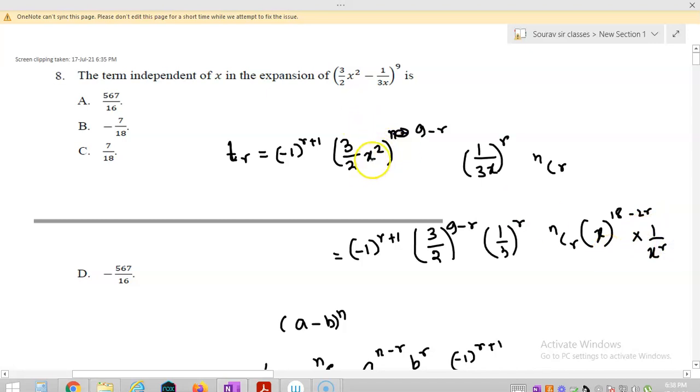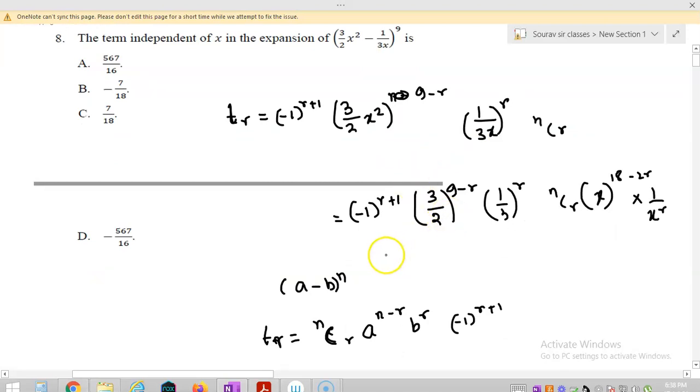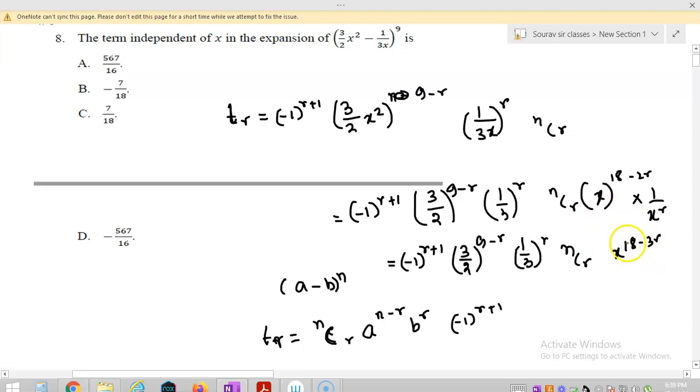Are you getting my point? The power of x² is raised to 9 − r, so it will be x^(18−2r), divided by x^r. So it will be equal to (−1)^(r+1) into (3/2)^(9−r) into (1/3)^r into nCr into x^(18−3r). The power of x is 18 − 3r, right students?